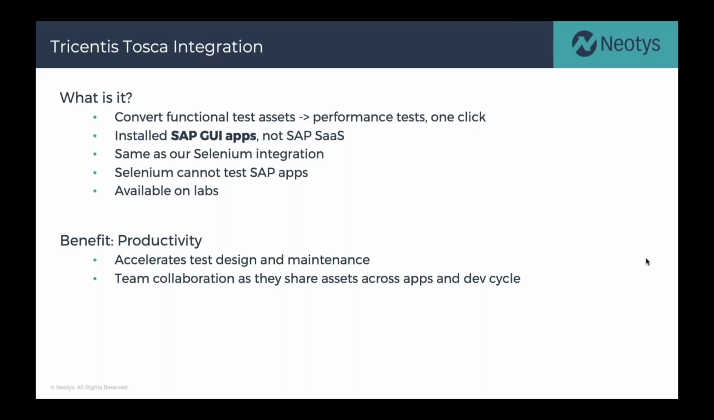For those of you on the call that are existing customers, this is very similar to how we integrate with Selenium. We take Selenium functional test cases and we convert those assets to performance tests. The difference here is that Selenium can't test SAP applications, so this is broadening what we cover in the market. And this is available today on our labs page. So this is really going to help with collaborating as a team as you share assets with the rest of your QA team, and reusing things that you already have.